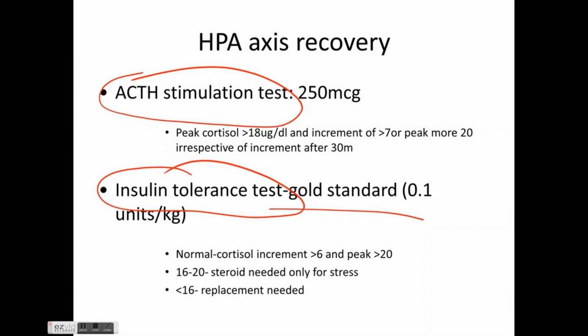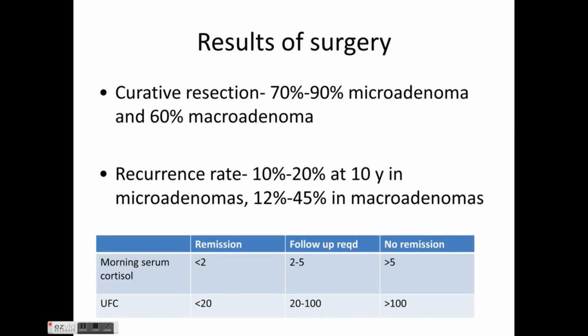For the ACTH stimulation test, we use 250 microgram of ACTH, and if the peak cortisol is more than 18, an increment of more than 7, or peak more than 20, irrespective of the increment after 30 minutes, is suggestive of recovery of the HPA axis.